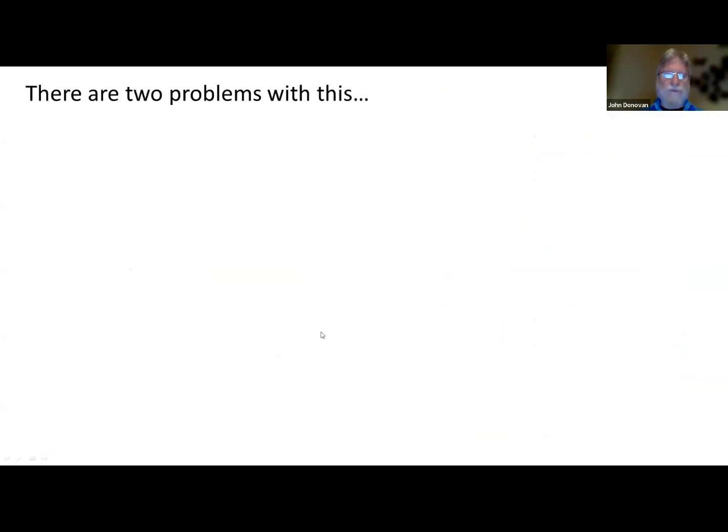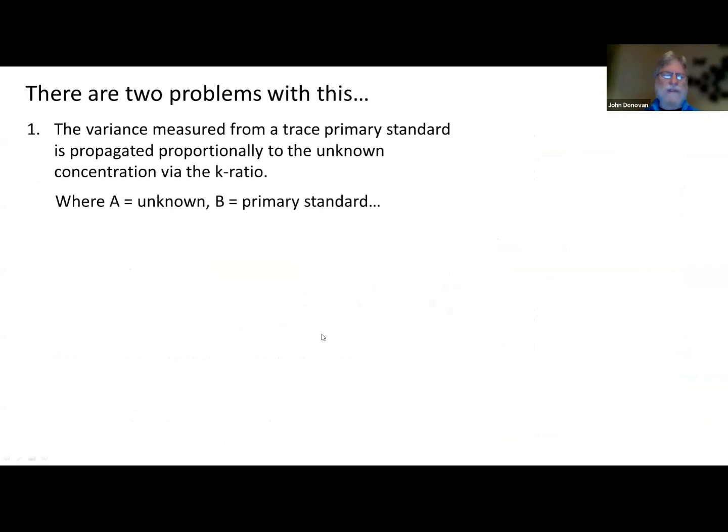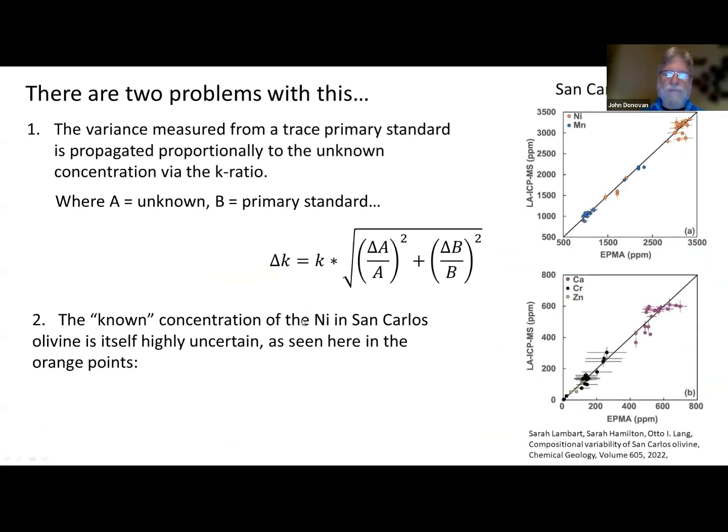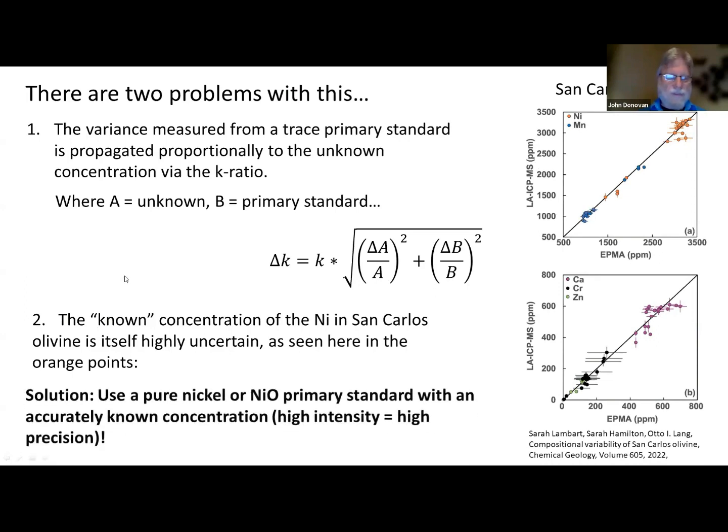Just to explain this, the statistics is that your errors add in quadrature. So if you have a low concentration in your primary standard, you're going to create more uncertainty in your measurement. That's a really bad idea. And second of all, this nickel concentration isn't well constrained in the San Carlos olivine. It's all over the place. So this is a terrible standard. This is the last standard you should use. In fact, you should just not do an analysis if this is your nickel standard in olivine. Use a pure nickel or even nickel oxide primary standard.